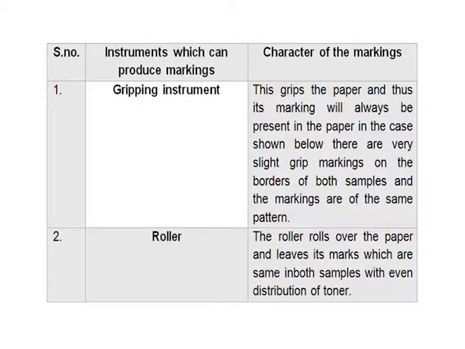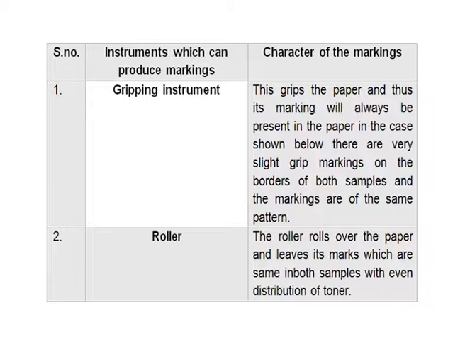First, we have the column of serial number, then the column of instruments which can produce markings, and the third column is regarding the character of markings. As for the gripping instrument, the character of marking will be that it grips the paper, and its marking will always be present in the paper in the case shown below.